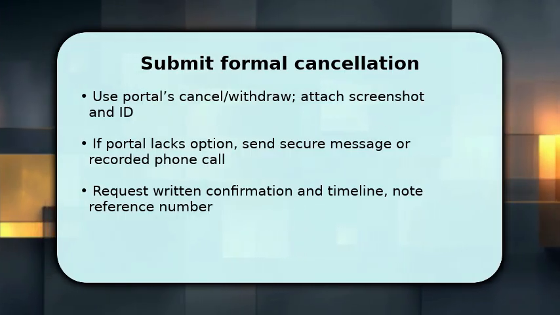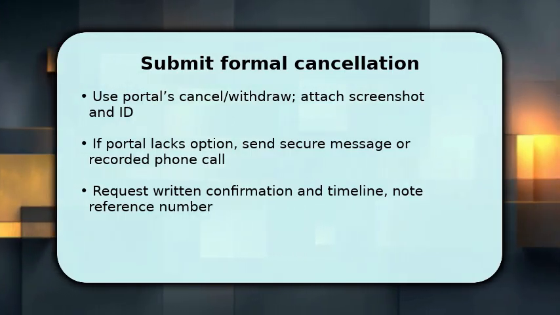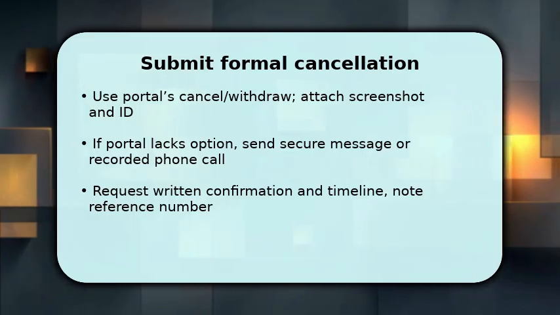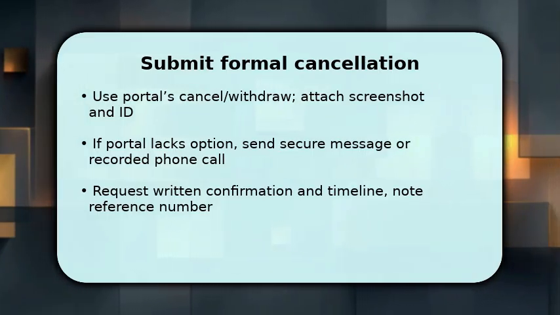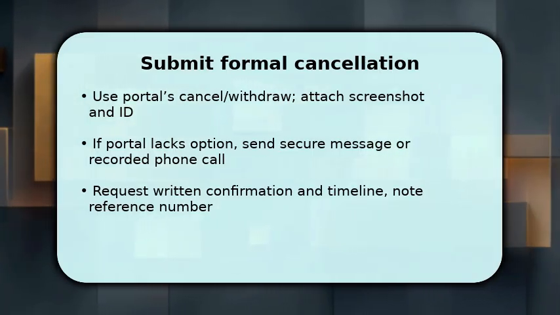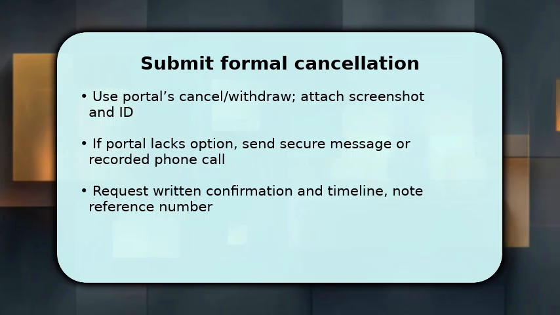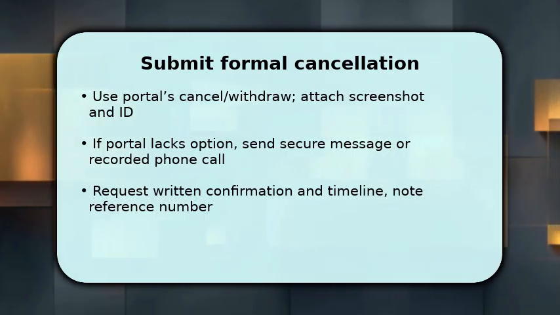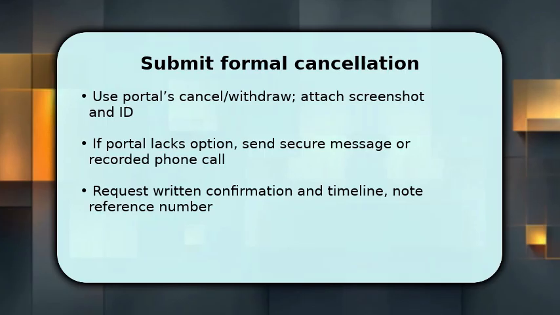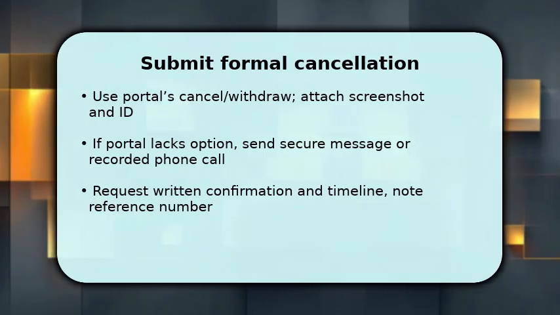If the portal lacks a cancel button, send a secure message or call the lender, clearly stating you withdraw the application, read your ID and app ID aloud, and ask for a reference number. Make sure to ask when they'll stop credit checks. This prevents further inquiries and preserves your credit profile.